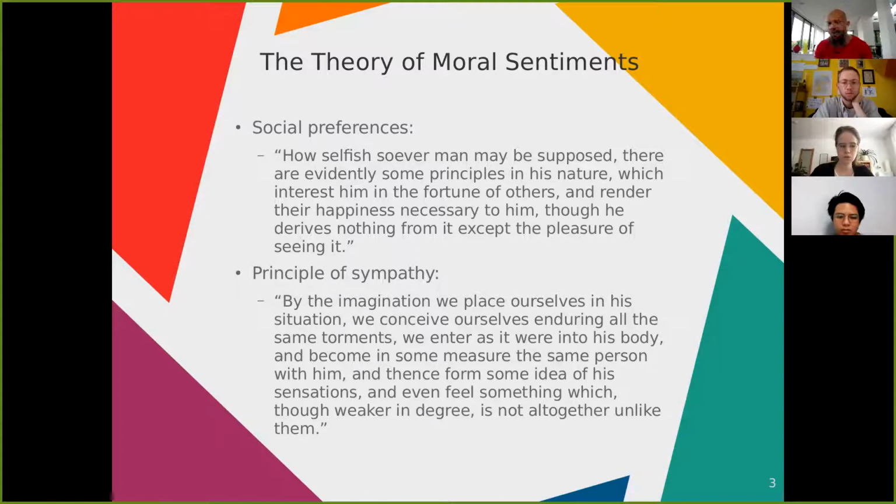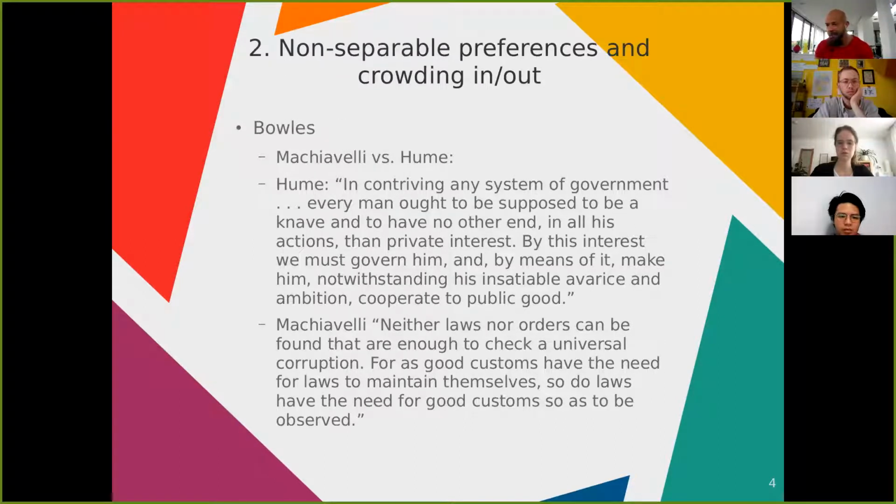So again, very much focusing on these social feelings, emotions, sentiments, and stressing the importance that they have in our behavior. It's a very strange thing that Smith has been associated with the invisible hand and laissez-faire capitalism.